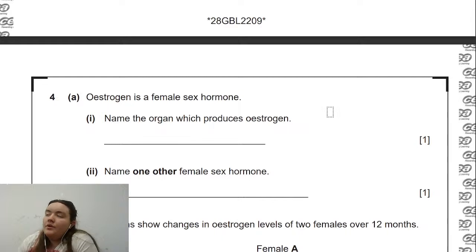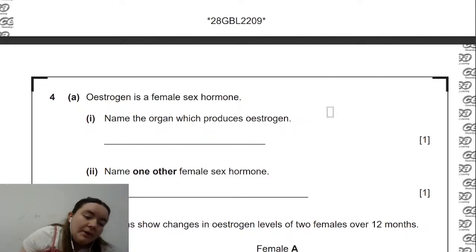So if anyone is on, say, the contraceptive pill, they might take it for its contraceptive purposes or for another medical reason, such as heavy periods or something like that. Some people will be on a progesterone only pill, and some people will be on what's called a combined pill, which contains both estrogen and progesterone. So progesterone is the other female sex hormone.